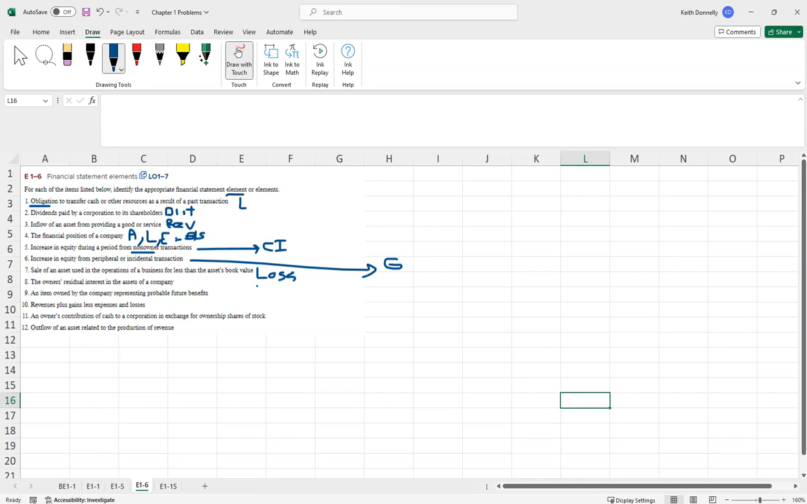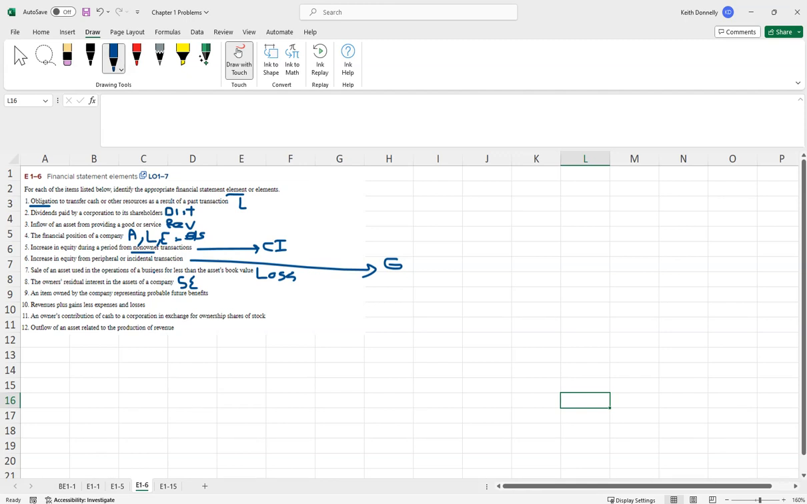All right, 8, the owner's residual interest in the assets of a company. This is going to be stockholders' equity, right? Whatever's left over in the company. You can think of it like the difference between assets and liabilities, right? If you have $1,000, but you owe on your credit card 600, the leftover, right, is going to be what you really own, right? That's the idea here with the stockholders' equity.